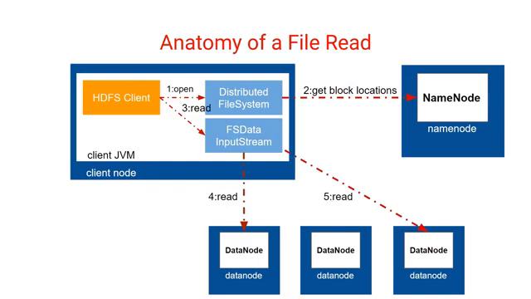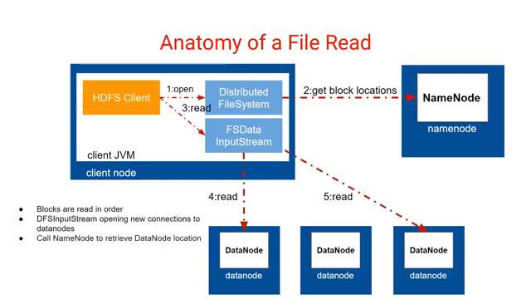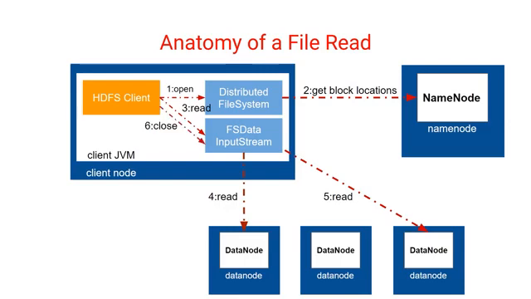The fifth step would be to select the next best data node to read the data from. This all happens transparently to the client, which from its point of view is just reading a continuous stream. Blocks are read in order, with the DFS input stream opening new connections to data nodes as the client reads through the stream. It will also call the name node to retrieve the data node locations for the next batch of blocks as needed. Finally, when the client has finished reading, it calls the close function on the FS data input stream, as you can see here in this particular slide.